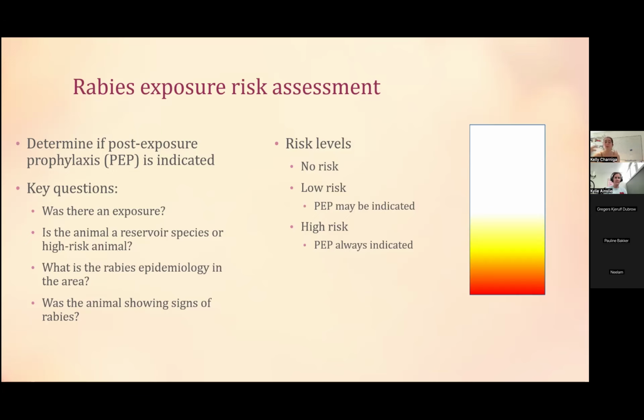And so they have quite a good idea of what the risk is, and they kind of bin it into no risk, where you don't need PEP, low risk, where you may need PEP, and then high risk is where you definitely need PEP. And again, it's not an emergency. You don't have to typically run to the hospital, but you want to get it sooner rather than later.